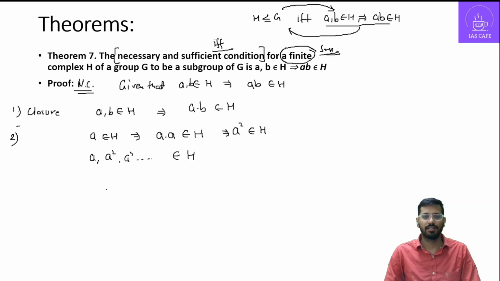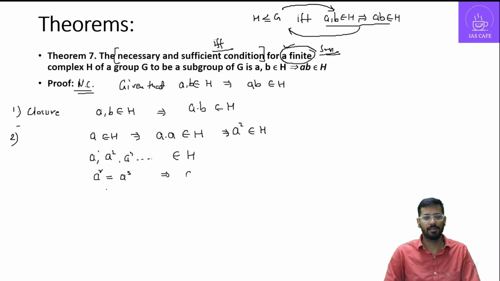Now, given that this is a finite set, for it to be finite, after a certain interval these terms must start repeating, otherwise it would become infinite. There is no limitation that a to the power one, two, three, four, it would go on, and the numbers would be infinite. But here it is given that this subset is a finite subset. So for a finite subset, we can take two elements a raised to power r and a raised to power s that are equal.